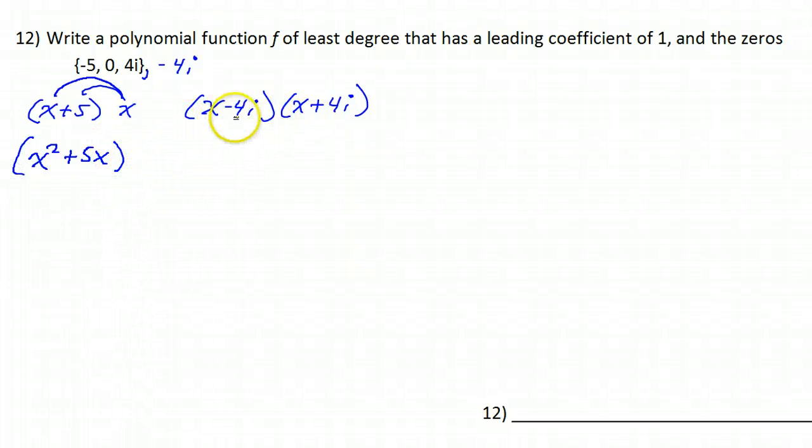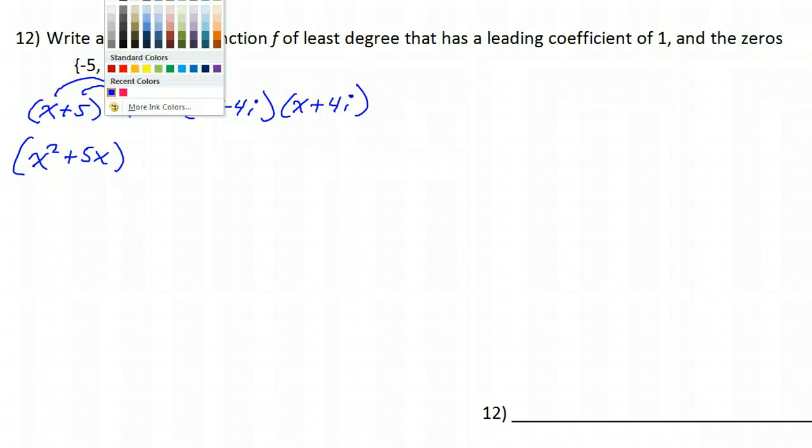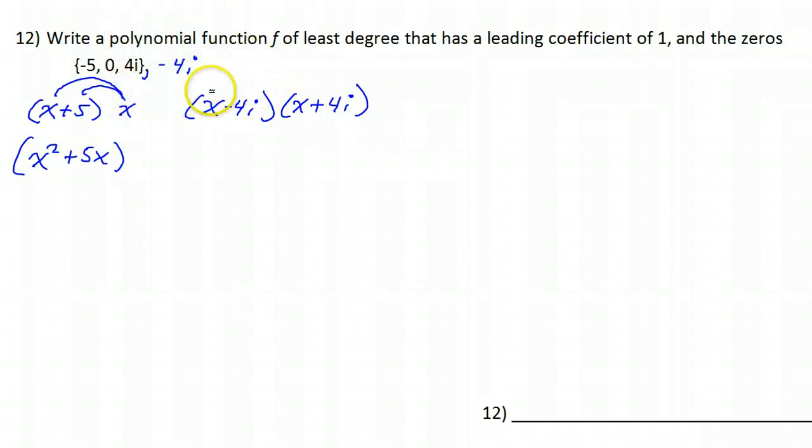Now, multiplying these two together, let's see what we got. I feel like I should color coordinate this a little bit. If I do x times everything, x times x is going to be x squared. x times 4i is positive 4i x.